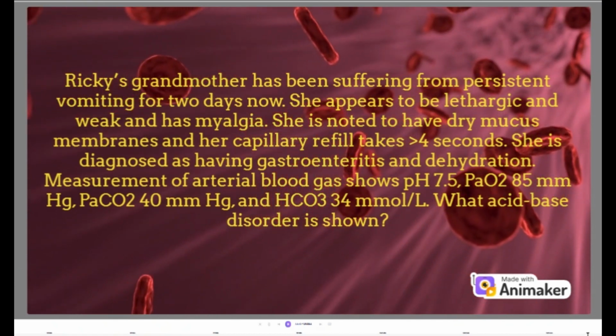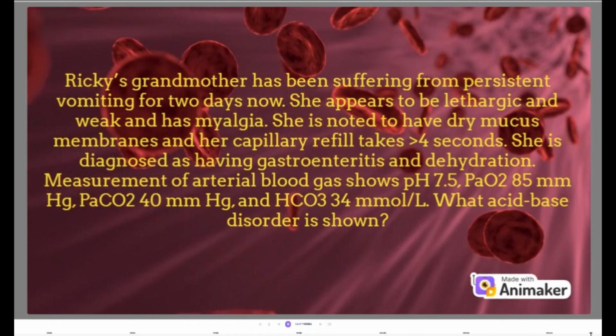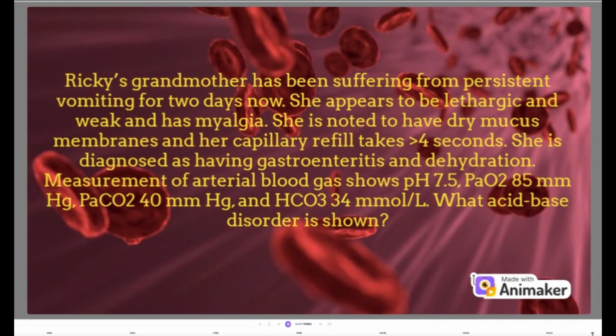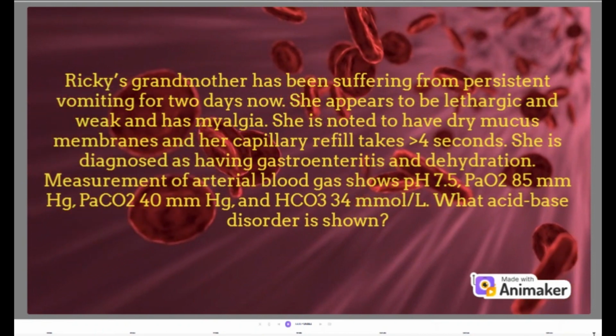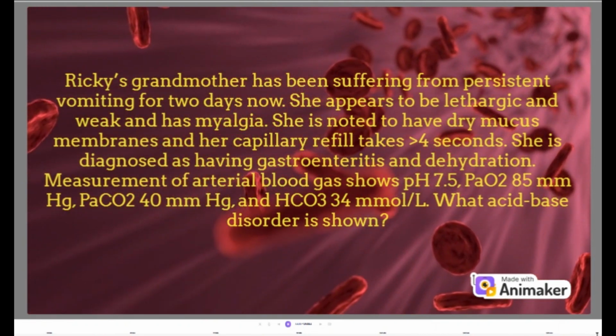Measurement of arterial blood gas shows pH 7.5, PaO2 85 mm of mercury, PaCO2 40 mm of mercury, and HCO3 34 millimoles per liter. What acid-base disorder is shown?